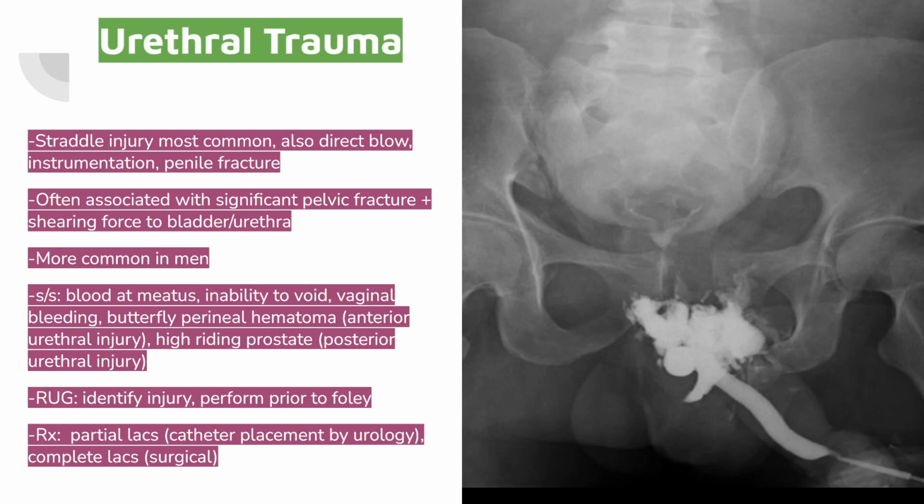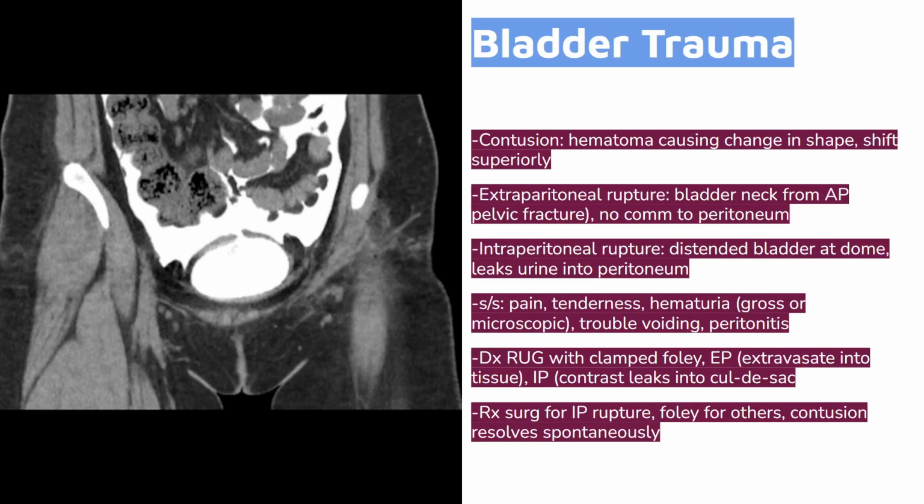Retrograde urethrogram is useful to identify the injury pattern and should be done prior to placing a Foley catheter. Partial tears may heal with good catheter placement. Otherwise, surgery probably needs to happen with urology.